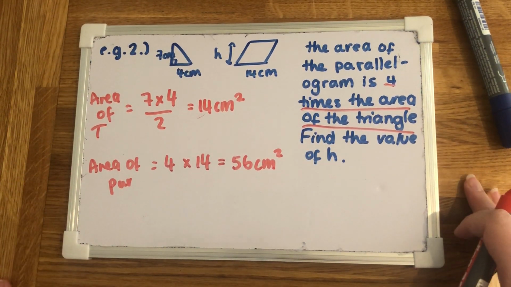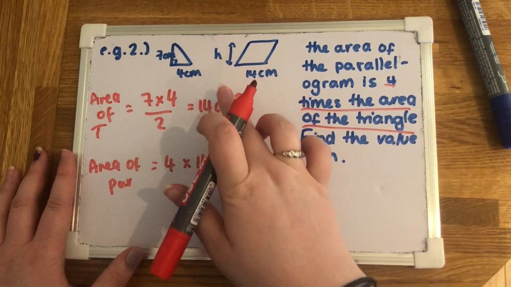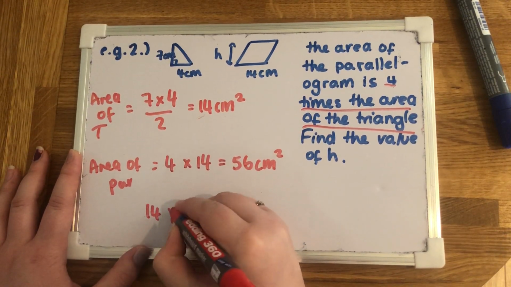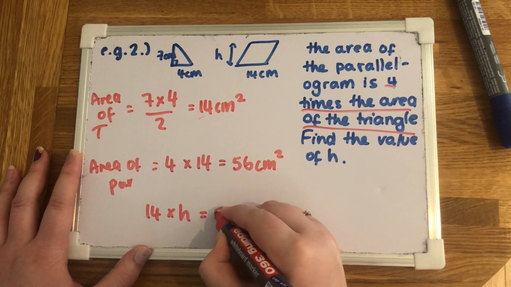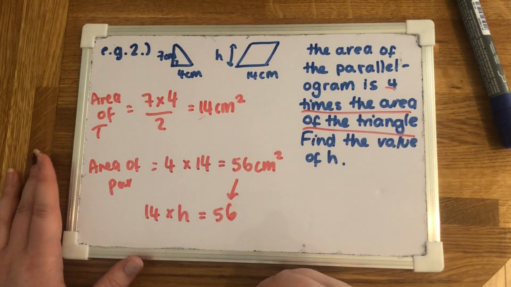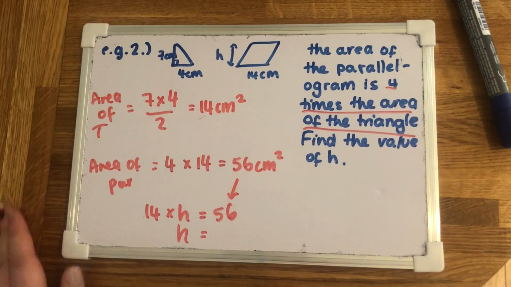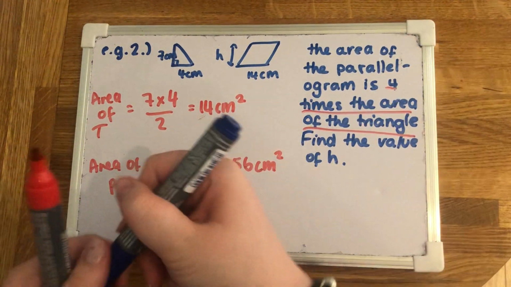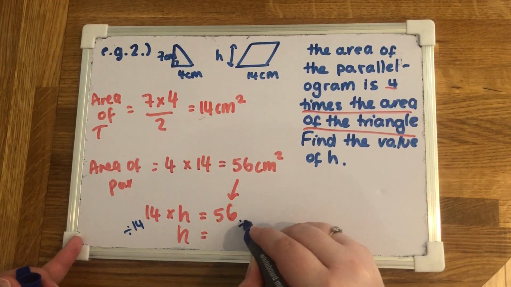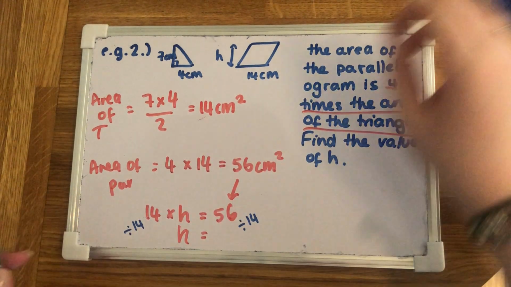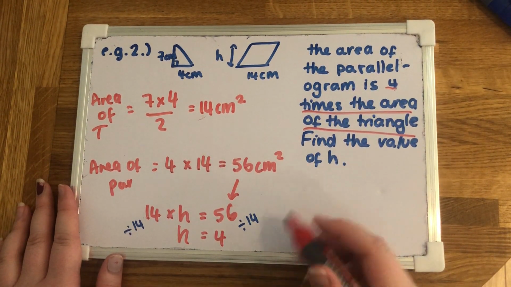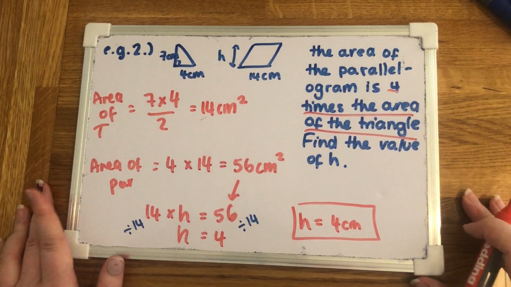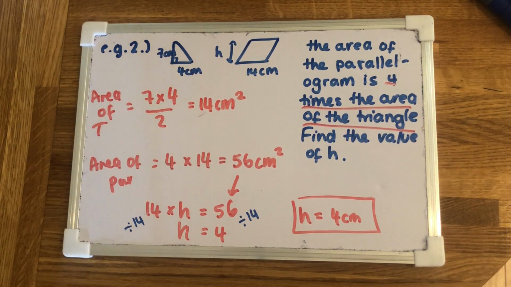Okay, now to find the area of a parallelogram, because we need to work out what h is, all we do is multiply those two together. So it would be 14 times h is equal to what we've just found, 56. Okay, now to find h, we need to do the opposite of what we've done here. So at the moment we've multiplied by 14, so we're going to divide both sides by 14, which gives us 4. Okay, so h is 4 centimetres. So it's still using the same concepts, it's just a bit of a wordy question.